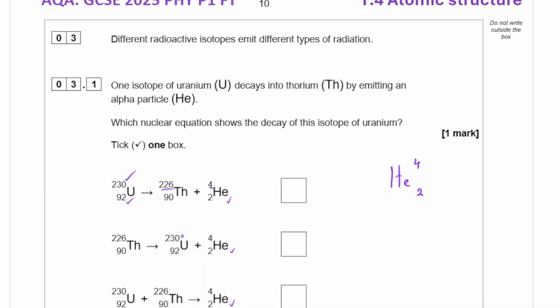Here, the mass doesn't add up. Uranium, thorium. Just seeing what's the difference between these two. So the third one looks correct, but the arrow is actually in the wrong place. Uranium is breaking into thorium and alpha particles, so it will be the first one.